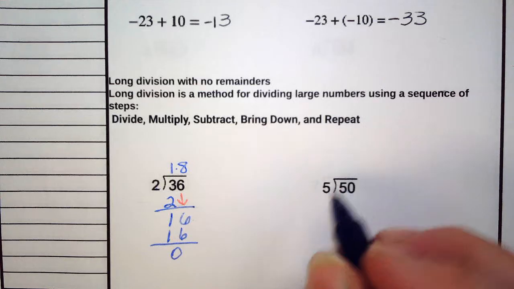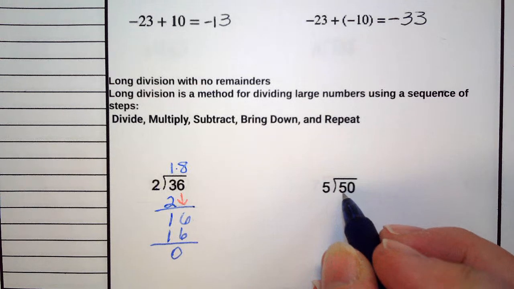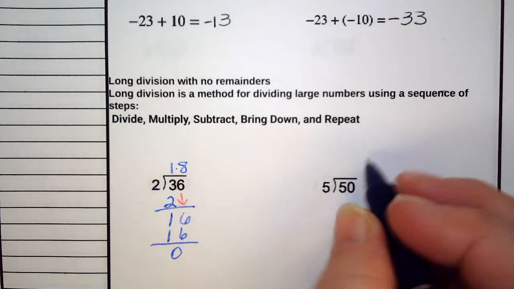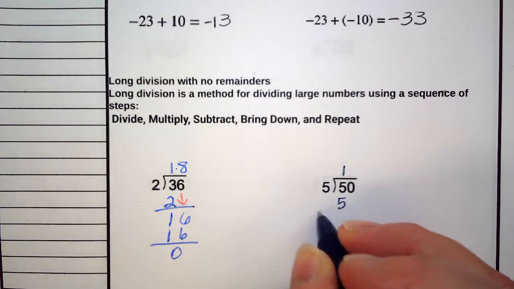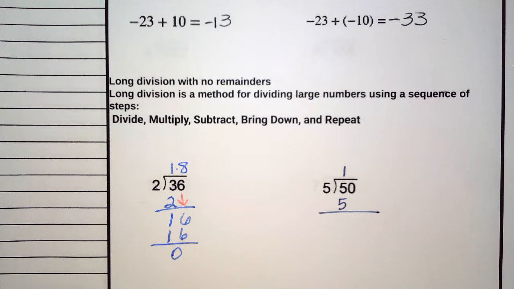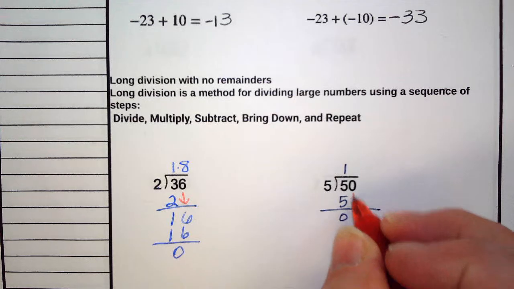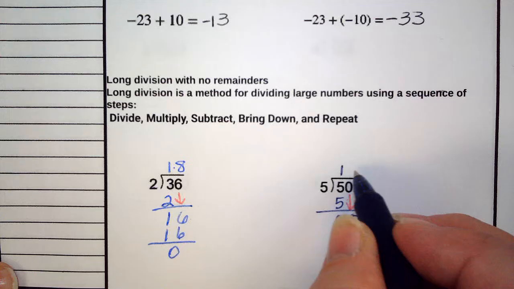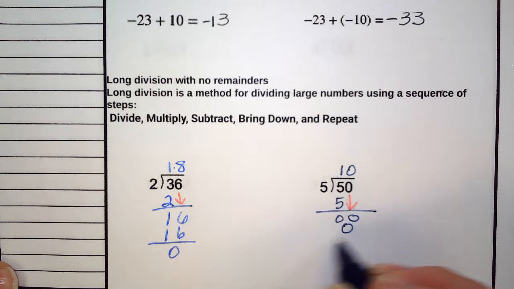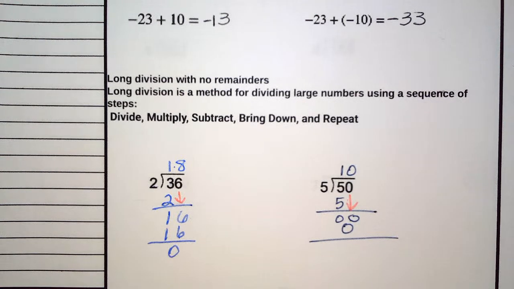For the next one, 5. Divide first. 5 divided by 5 is 1. Multiply. 1 times 5 is 5. Subtract. 5 minus 5 is 0, but I have to bring down this 0 here. 0 divided by 5 is 0. 0 times 5 is 0. No remainders. 50 divided by 5 is 10. 1/5 of 50 is 10.